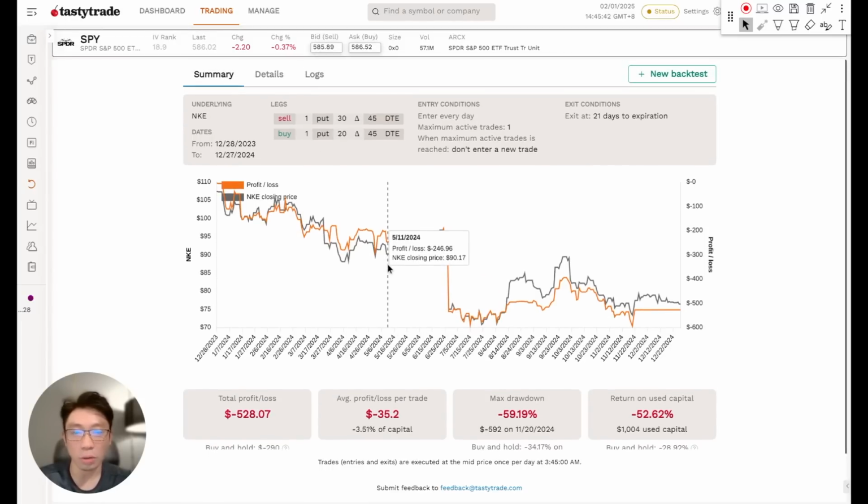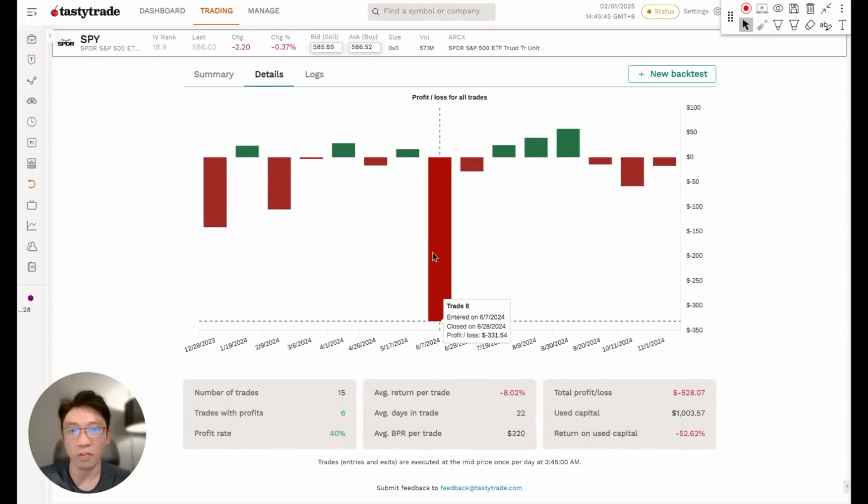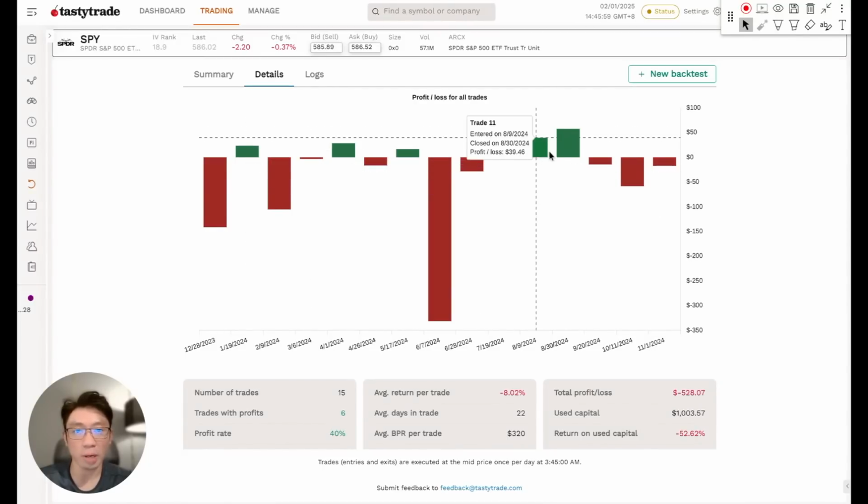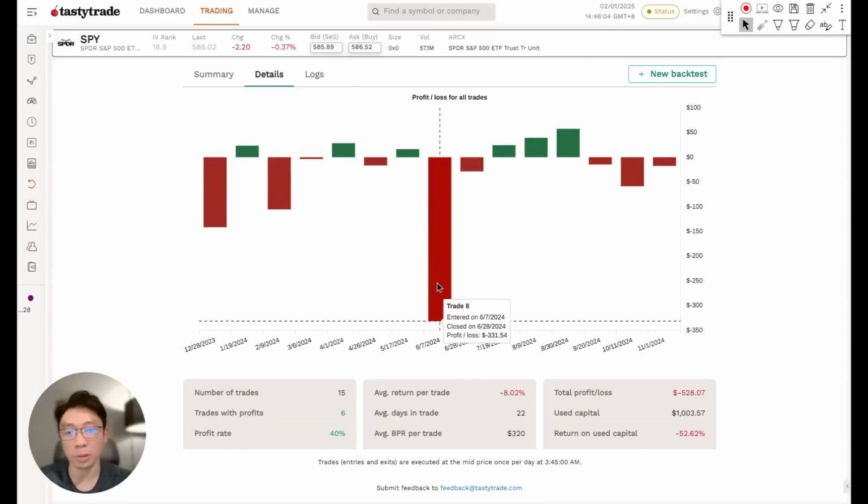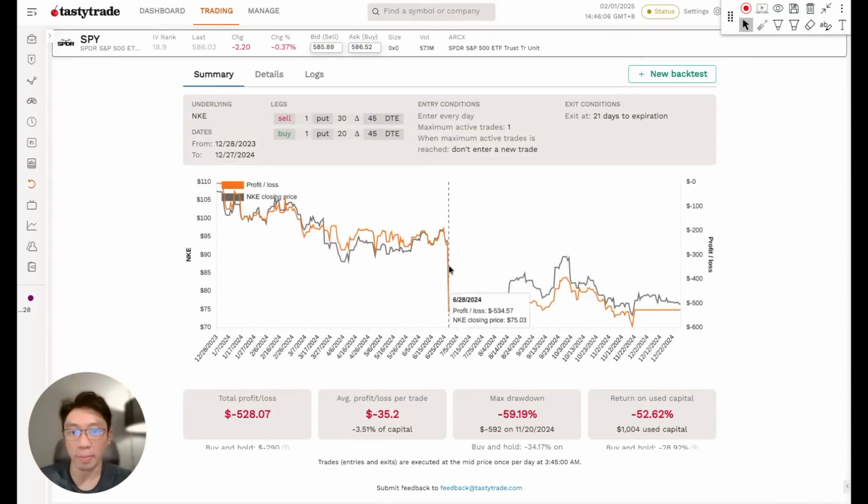And let us go down to the details to take a further look at this. Oh, this is pretty scary. As you can see over here, the loss is pretty big on trade number 8. Trade number 8, you lost about $331, and you compare this to the rest, this is so much bigger, because the rest is about 20 something, not even $100, and you have one big loss. And most likely this loss is where the Nike just had a very big move down. So again, this is where you want to really test out the strategy before you actually trade it.